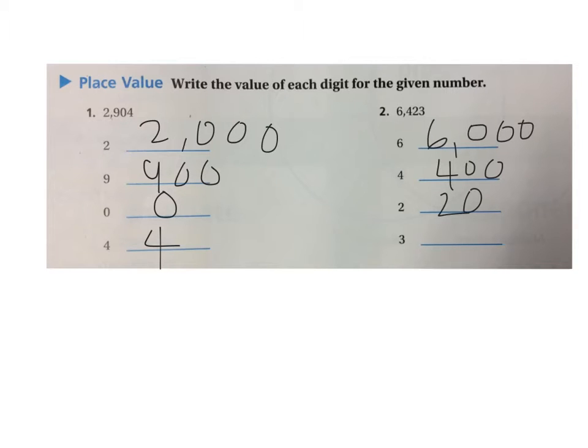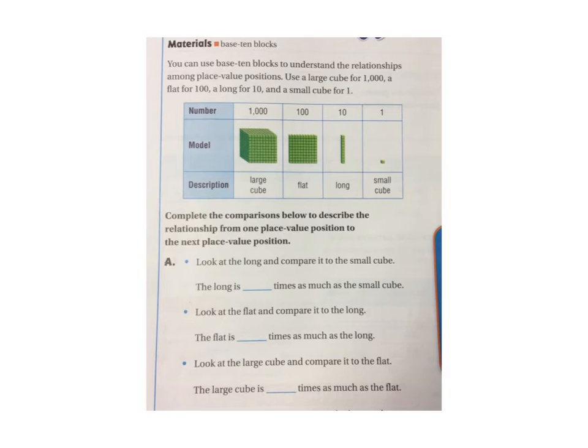Okay. It says you can use base 10 blocks like these to understand the relationships among place value positions. Use a large cube for 1,000, a flat for 100, a long for 10, and a small cube for 1. Okay, so let's look at problem A. It says complete the comparisons below to describe the relationship from one place value position to the next place value position.